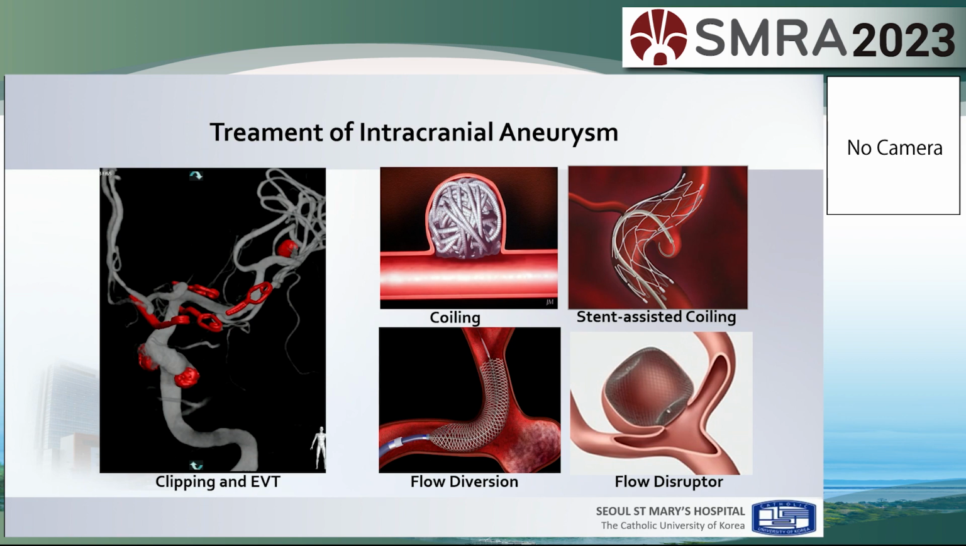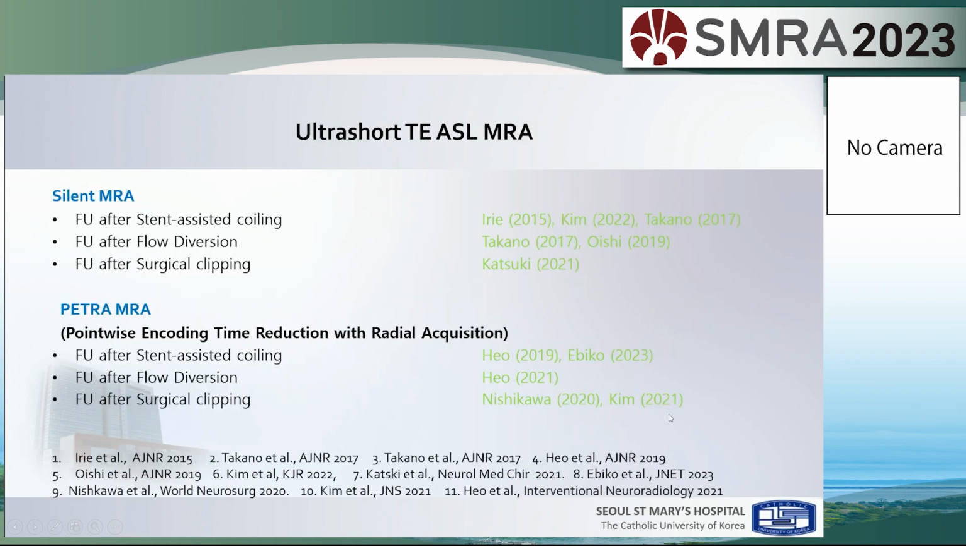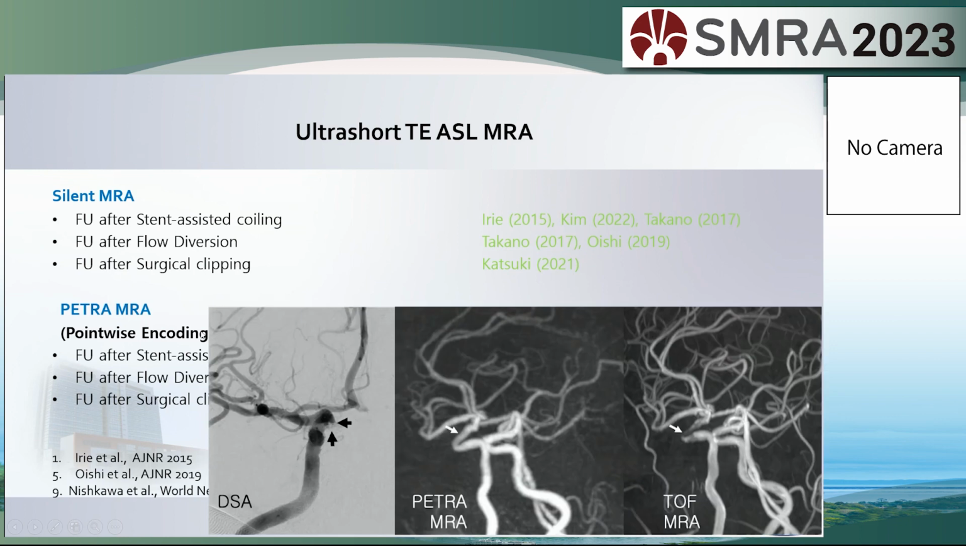I will. But still, other materials have been developed, like the flow diverter or flow disruptor, which also has a susceptibility portion at the detached zone. So we need other sequences, including ultra-short TE or ASL-based MR angiography, including Silent or PETRA MRA, which have been effective for stent-assisted coiling, flow diversion, or surgical clipping, as seen here.